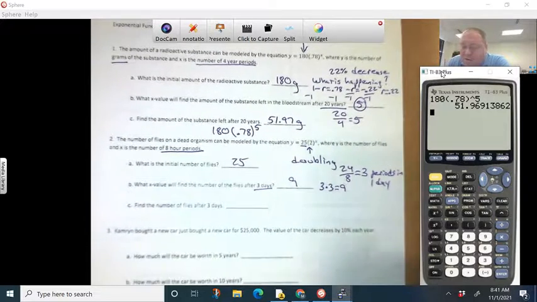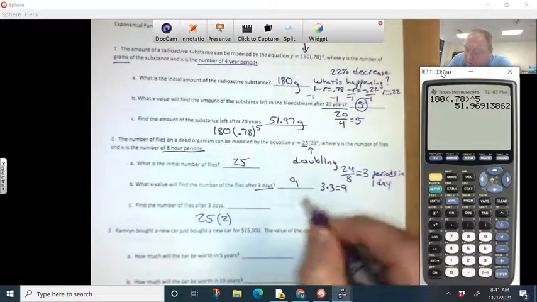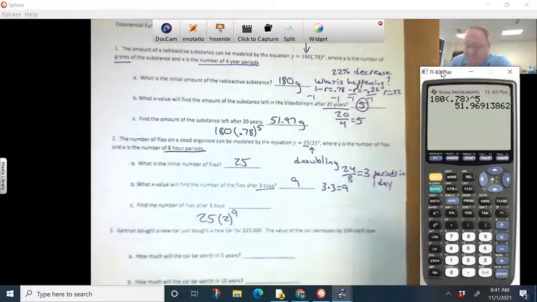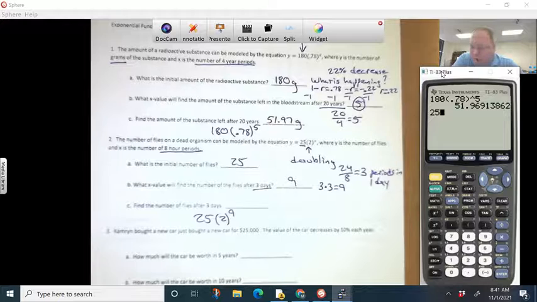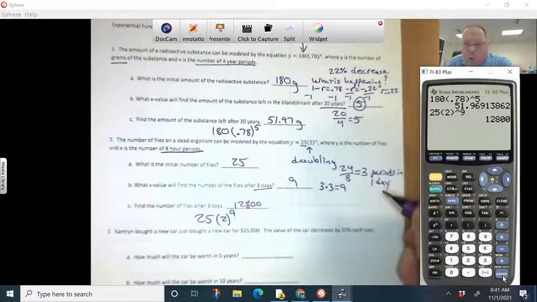So find the number of flies after 3 days. And let's see, to the 9th. So 25 times 2 to the 9th. That's not a small number of flies. That's 12,800 flies. Ew.